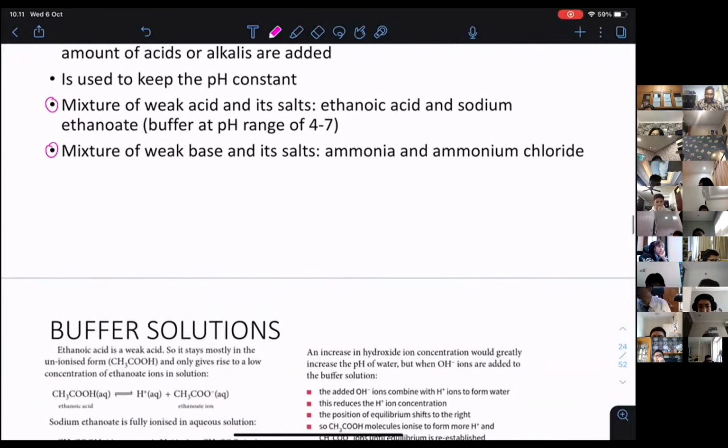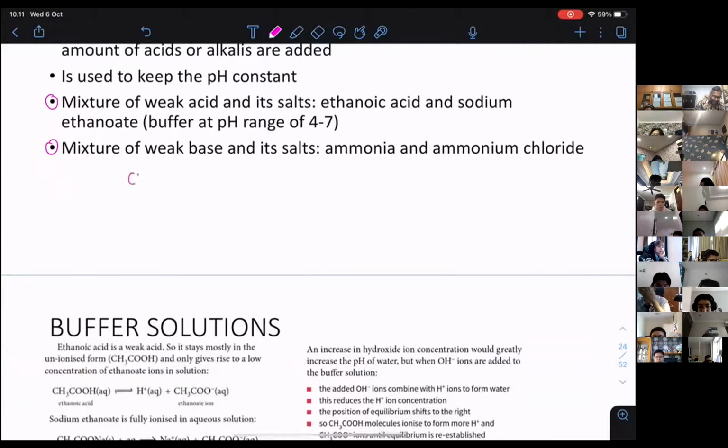So you cannot just say it's going to be ethanoic acid, CH3COOH. Oh, ethanoic acid, I know it can give me CH3COO- and H+. Or they have the weak acid, they have the salt, no need to add anything. No, you are wrong. This is not like that.